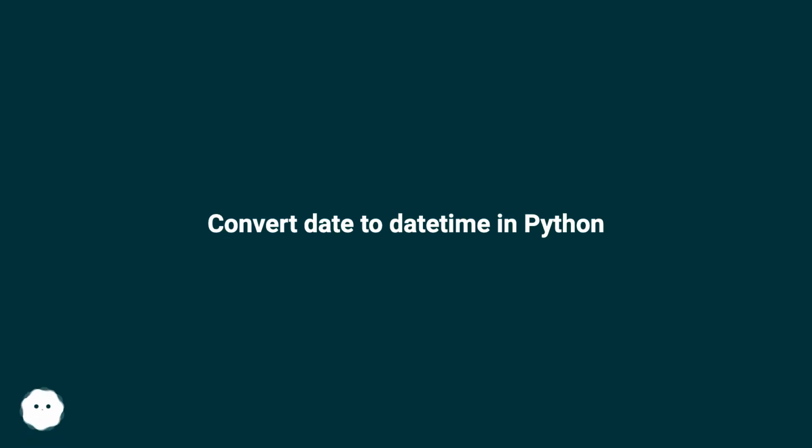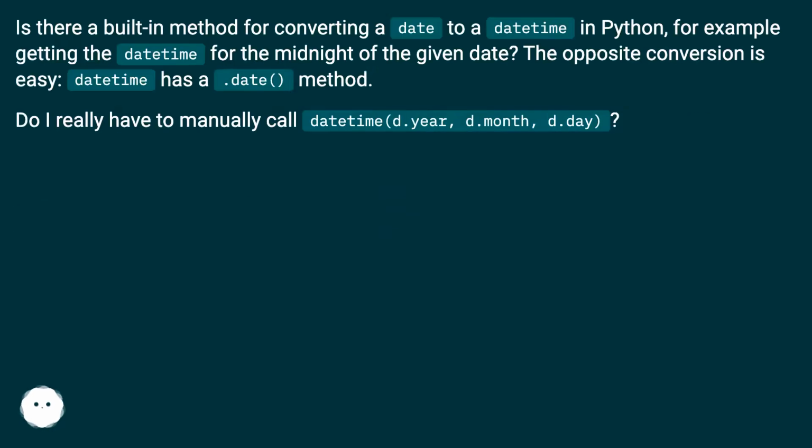Convert date to datetime in Python. Is there a built-in method for converting a date to a datetime in Python, for example getting the datetime for the midnight of the given date? The opposite conversion is easy. Datetime has a .date method. Do I really have to manually call datetime, d.year, d.month, d.day?